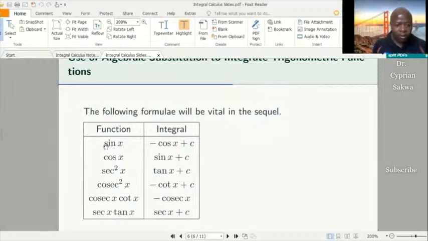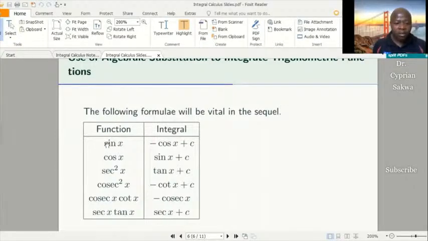Now, you've already done the derivatives of these trigonometric functions. For example, you already know that the derivative of sine of x would be cos of x, and the derivative of cos of x would be negative sine of x. But this time I'm giving you the formulas for integration.